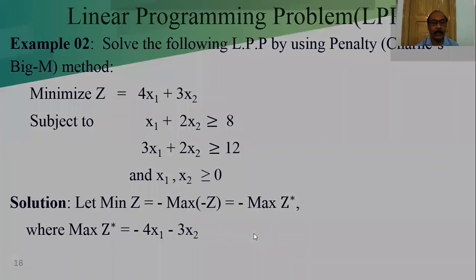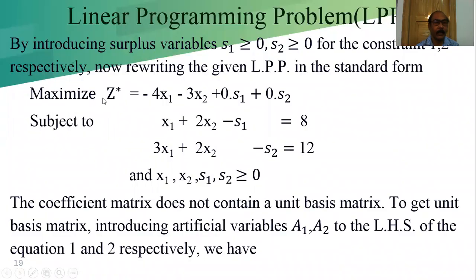Rewriting this, we get: maximize Z star is equal to minus 4x1 minus 3x2. Now both constraints are of the greater than or equal to type. We are introducing two surplus variables, S1 greater than or equal to 0 and S2 greater than or equal to 0, for constraints 1 and 2 respectively. Then the objective function is minus 4x1 minus 3x2 plus 0s1 plus 0s2, and the constraints are x1 plus 2x2 minus s1 equal to 8, 3x1 plus 2x2 minus s2 equal to 12.